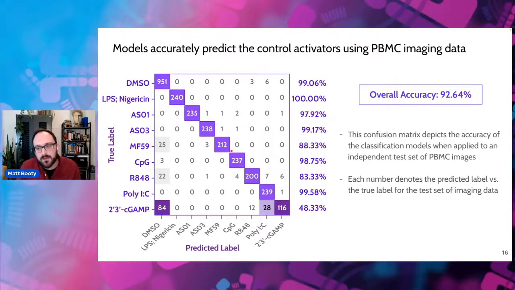So the numbers here represent the predicted label, the label that the algorithm suspects these PBMCs were stimulated with, versus the true label based on how we constructed the experiment.